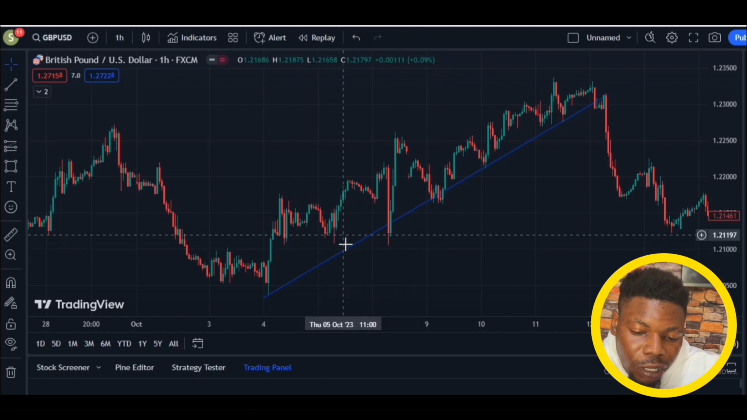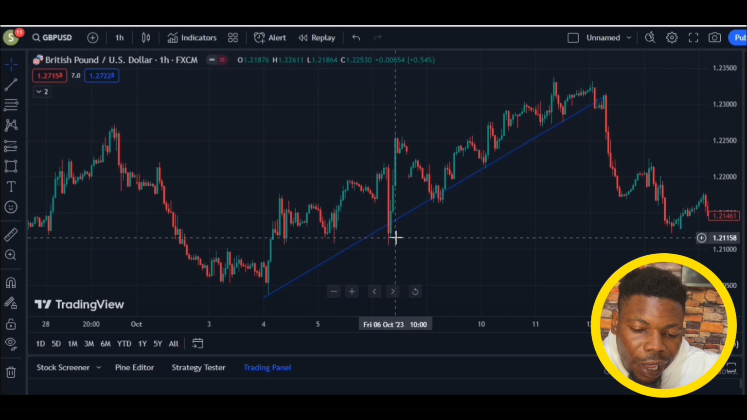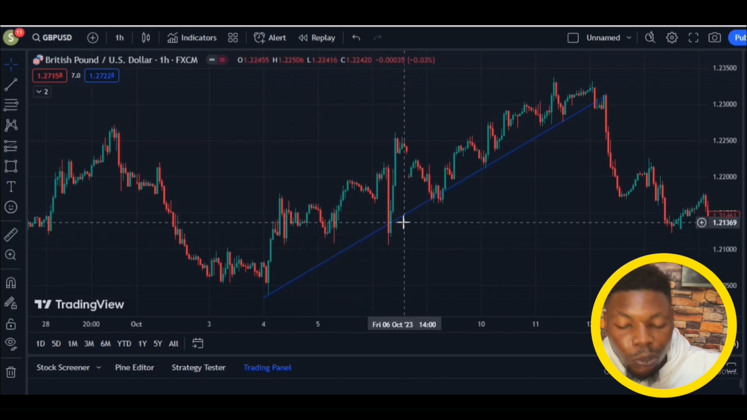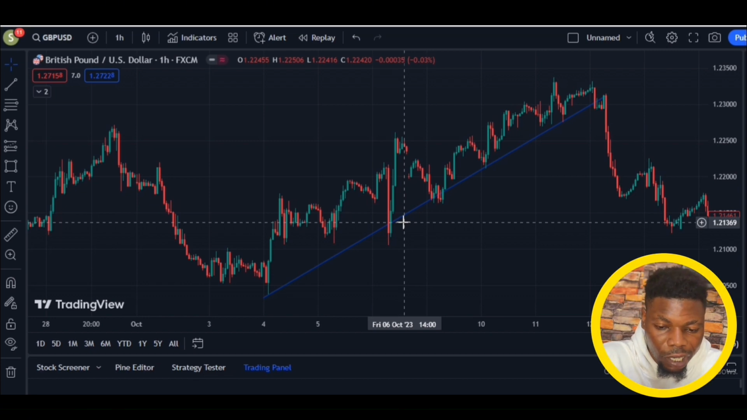If you can notice, what happened here was like a fake out, but this trend line rejected it, because remember, a trend line acts as a level of support and resistance also. So first is to draw our trend line. So let's go to the second step.